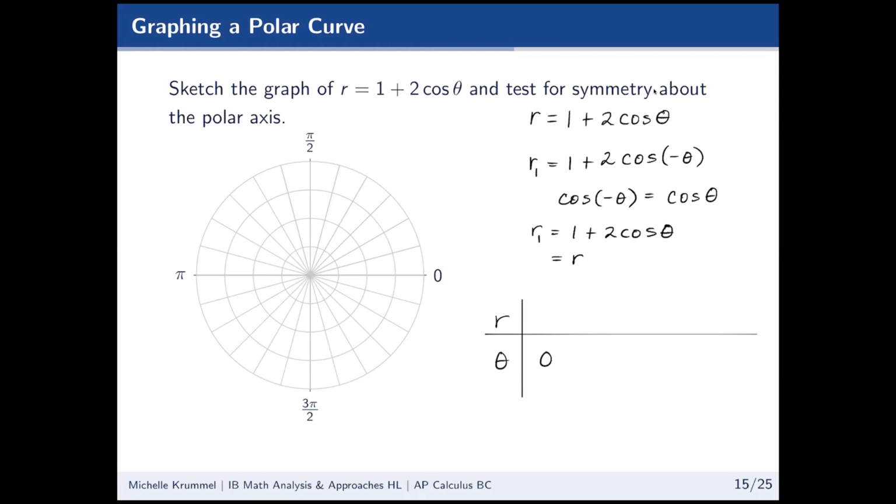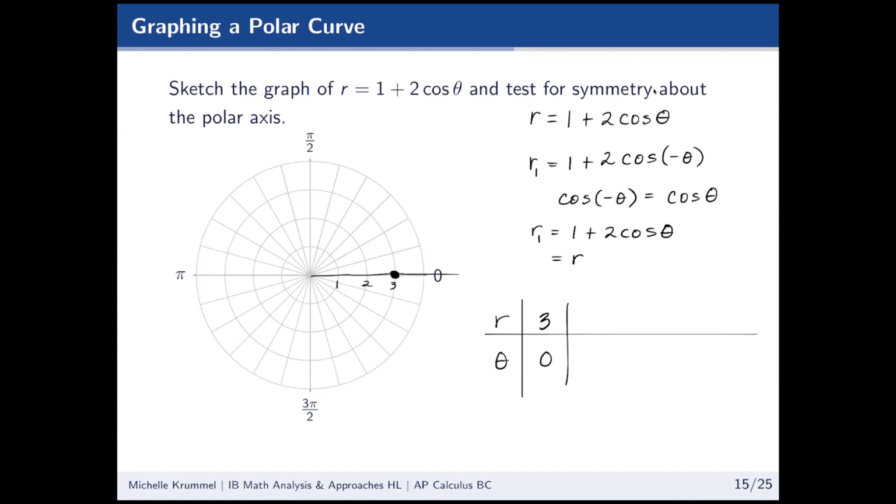So I'll come back up here, then r equals 1 plus 2 times the cosine of 0. The cosine of 0 is 1, so r equals 3. Now these are polar coordinates, remember, these are not Cartesian coordinates. So 3, 0 means that our angle is 0 and our radius is 3. And we'll assume that we're counting by ones here. So we have that point right there.